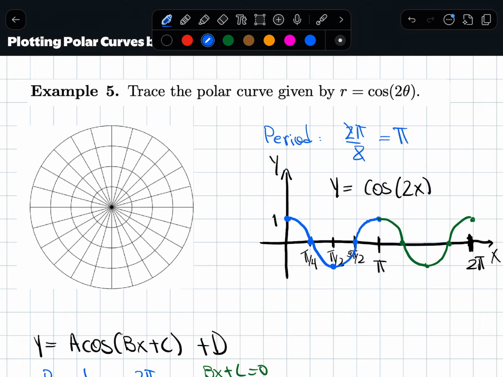I'll tell you, I start with the zeros, right? Whenever I'm at pi over 4, 3 pi over 4, and these are, I've got to go a quarter of pi each. So this is 5 pi over 4, and this is 3 pi over 2, right? Which would be 6 pi over 4. And this would be 7 pi over 4. So almost 8 pi over 4, which would be 2 pi.